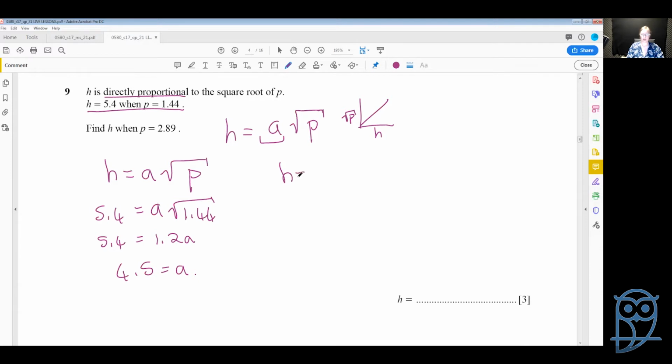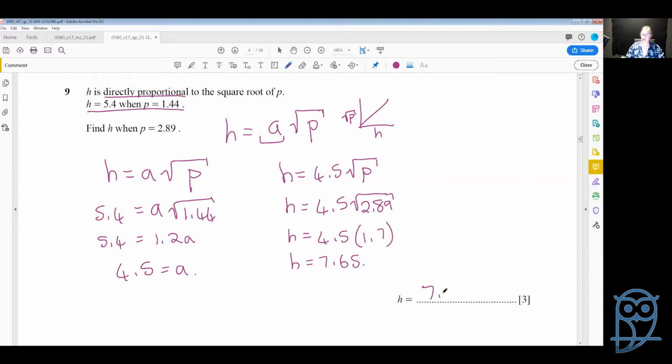So now we have our formula. So we have 4.5 root p. So the slope of our line here is 4.5. So now we need to go find h when p is 2.89. So h is 4.5 root 2.89 over there. So we can go put this in our calculators to work it out. So we have 4.5 times, with over here, 1.7, which gives us 7.65. So our h value is 7.65. Okay, hope this one makes sense.